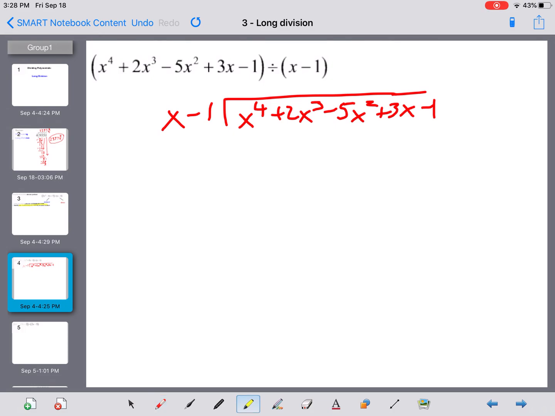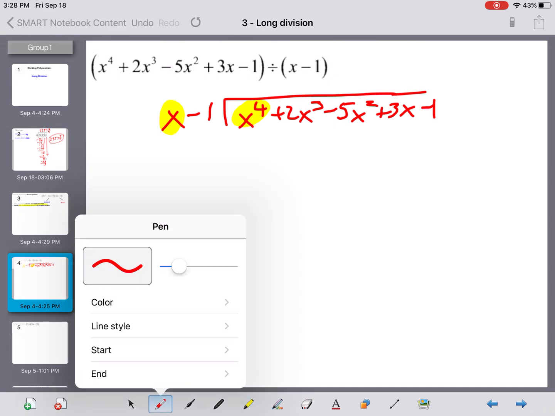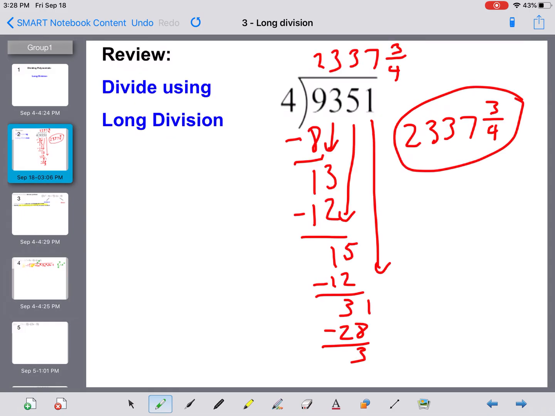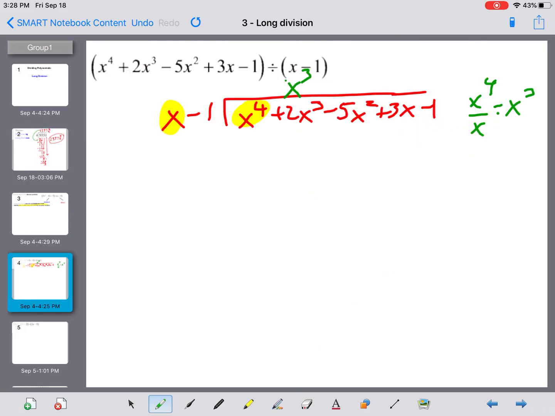And then we have two terms now, but what we want to focus on is how many times x goes into x to the 4th. So we're going to say x to the 4th divided by x as some scratch work, and that's going to leave us with x to the 3rd. So that's going to go in x to the 3rd times. Same as this process, where we said 2 times 4 gives us this 8, we need to say x to the 3rd times x, but also times minus 1. So we're going to end up with x to the 4th minus x to the 3rd.